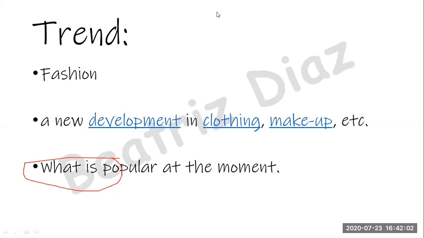Okay, so we have some definitions of what a trend is. As you see here, we use trend when we are talking about fashion. A trend is something that is popular right now. For example, in fashion nowadays, what is a trend? Something you can mention that is fashion today. Summer clothes, exactly. So that is a trend right now.